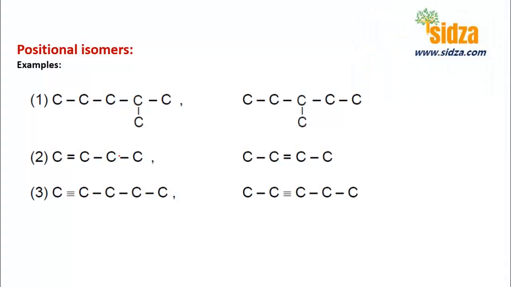Let's take a few more cases. Again, see here, we have a methyl group attached to the second carbon. Over here we have the same group attached to the third carbon atom in the main carbon skeleton. So these are positional isomers. Here you have a double bond between the first and second carbon. Here you have a double bond between the second and third carbon. So again, the position of a multiple bond is different. So these are positional isomers.